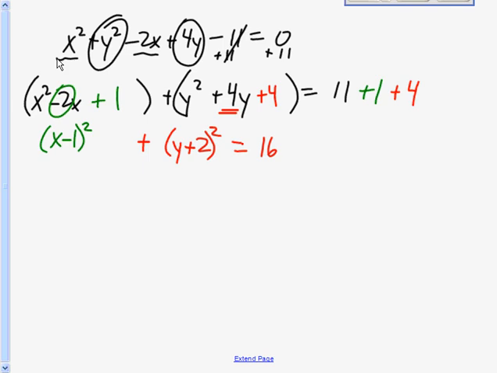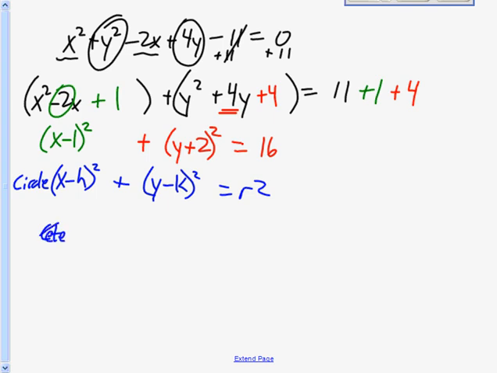What kind of an equation is this? X minus h quantity squared plus y minus k quantity squared equals r squared. That means I have a circle. This is a circle where my center is at (h, k), and r squared equals 16, so my radius is 4. That's the equation of my circle.